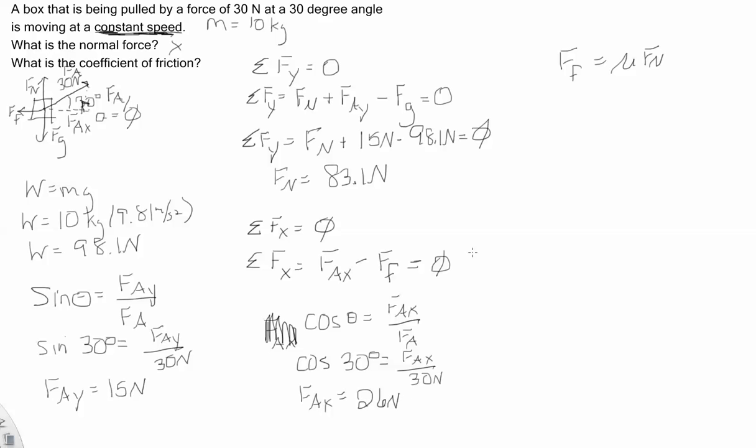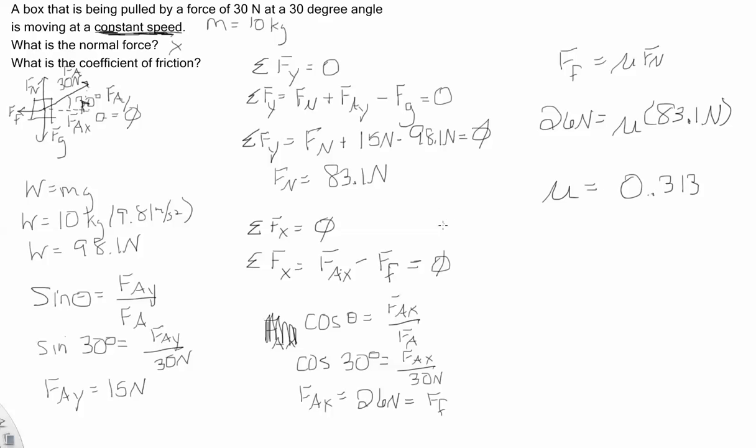Alright, so I can go and plug that in. Actually, since these two are equal to each other, I can just go ahead and say that this is equal to my FF. So there's my FF of 26 newtons. That's equal to mu, my unknown, times the normal force, which I actually got up here to be 83.1 newtons, so I needed that anyway. So now to get mu all by itself, you simply divide both sides by 83.1, and my mu ends up being 0.313. That's it.